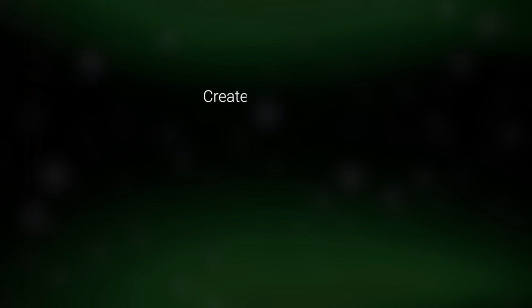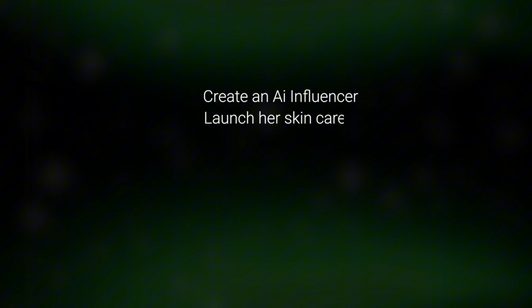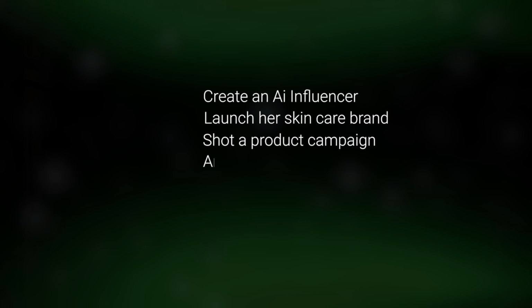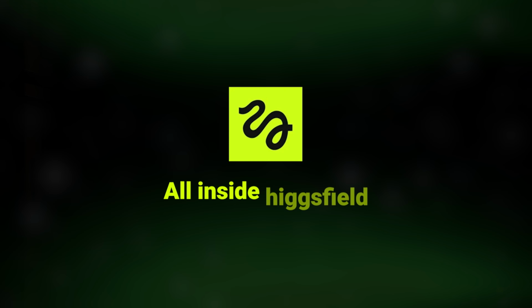That's why by the end of this video, you're going to learn the exact workflow that professionals use to create content that actually looks like it came from a production. But we're not just doing a boring feature walkthrough. We're going to create an AI influencer, launch her skincare brand, shoot a product campaign, animate it, and make it look like a real brand video, all inside Higgsfield.